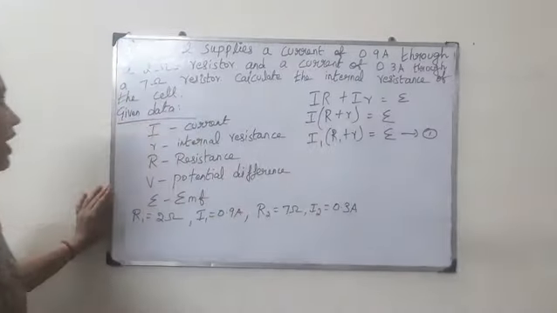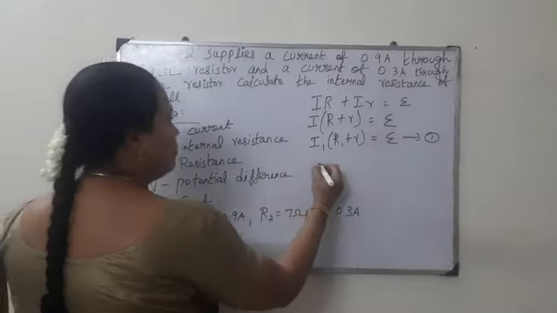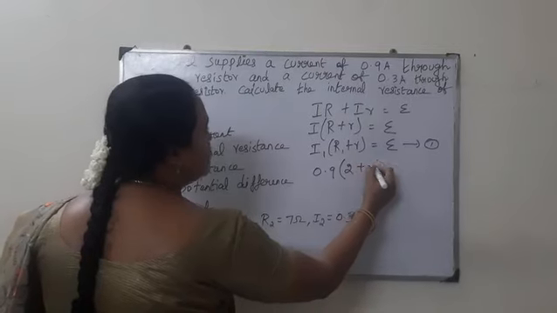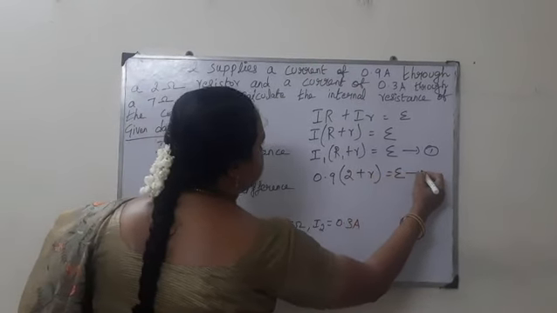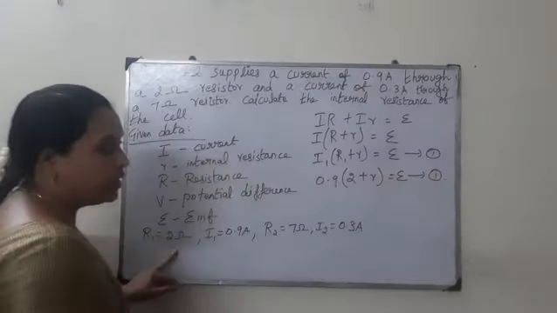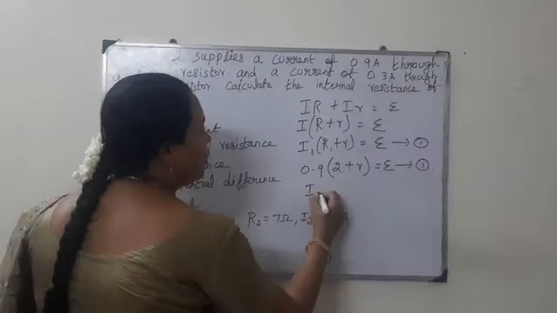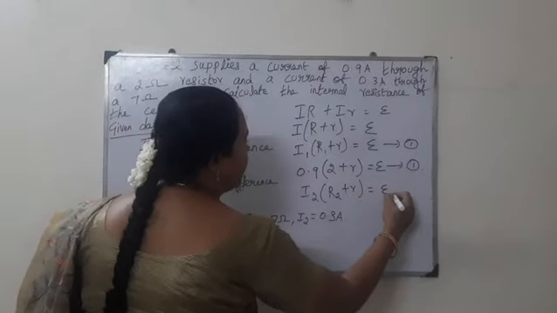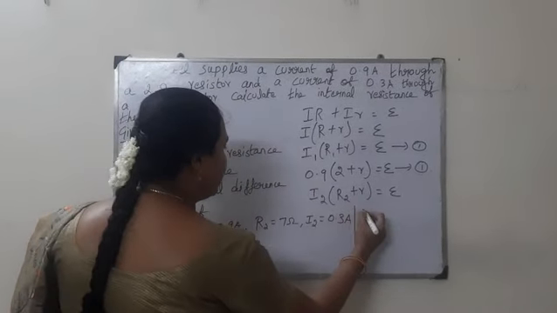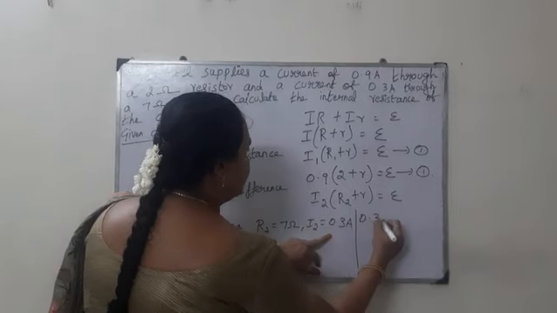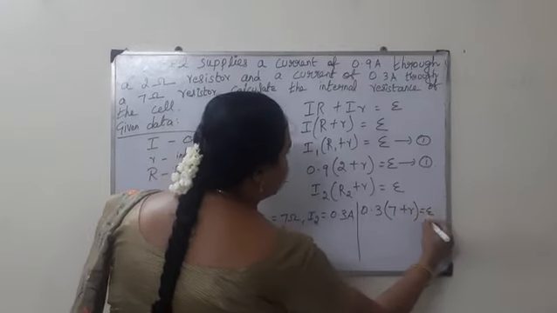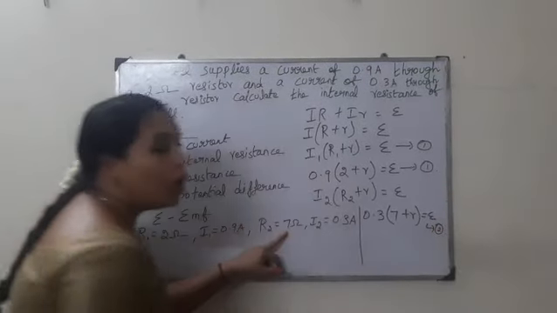So now substitute the values here. So what will happen? 0.9 into (R1 is 2 plus r) is equal to E. So this is equation number 1. Then same way I2 into (R2 plus r) is equal to E. So now again substitute the values here. So I2 is 0.3 into (R2 is 7 plus r) is equal to E. So consider this as the equation number 2.